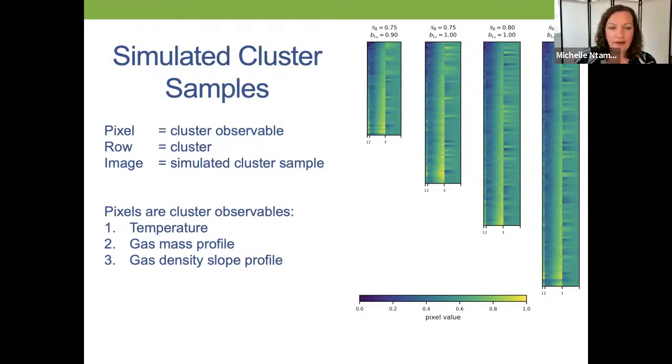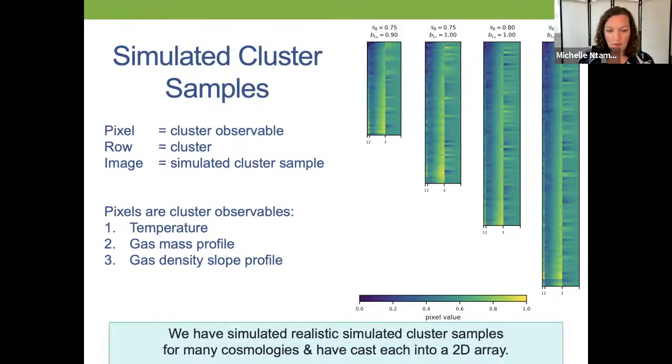Here I'm showing different groups. I have them numbered here quite tiny, but they go with this key here. So that first pixel is temperature. The next 7 are a gas mass profile derived from the mock observations. And the last 7 are a gas density slope profile, also derived from the mock observations. So the big idea here, we have simulated realistic cluster samples from many cosmologies and have cast each into a two-dimensional array.